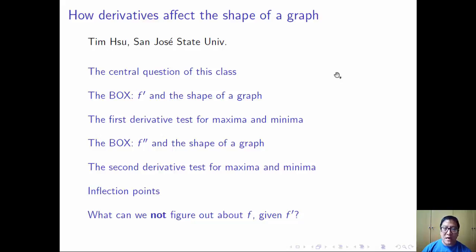We'll talk about the first derivative test for maxima and minima. And we'll talk about the other part of the box, f double prime, and the shape of a graph. And we'll talk about the second derivative test for maxima and minima. We'll talk about inflection points, and we'll finally admit that we can't do everything quite yet, and we'll talk about what we cannot yet figure out about f given f prime.